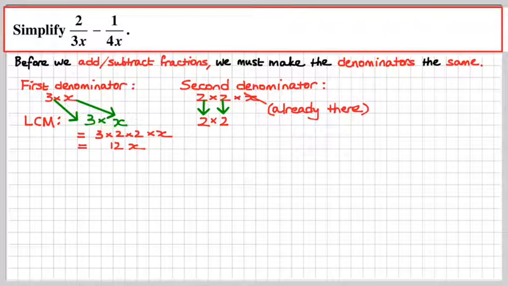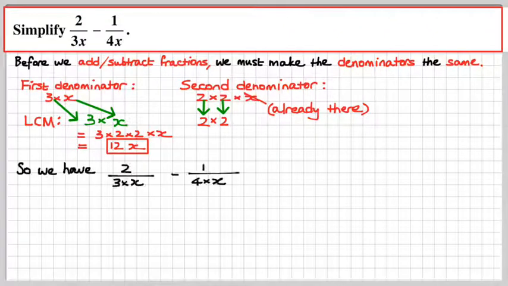There you go. Now once you've got that, all you've got to do now is just make the denominators the same. You've got to make them both into 12x, and we know how to do that. You see, that's what we had, right? So now we're going to make the first term into 12x by multiplying the top and bottom by 4, and we're going to make the second term into a 12x on the denominator by multiplying top and bottom by 3.